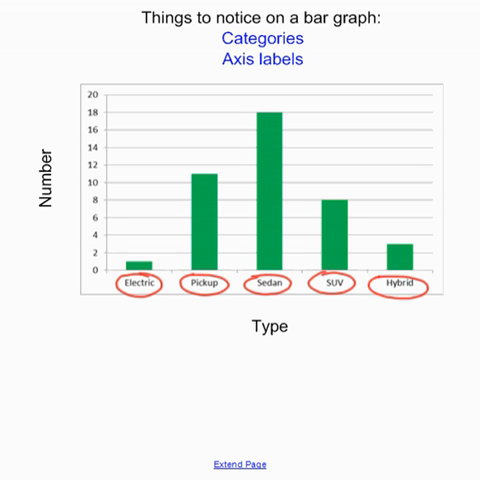But you pick your categories, and then you have axis labels. So axis labels are this and this. You want to make sure that the people looking at your bar graph can understand what you're trying to graph. So this is saying what type of car we had, and this one over here is telling us how many of them were parked in this parking garage at a certain hour.